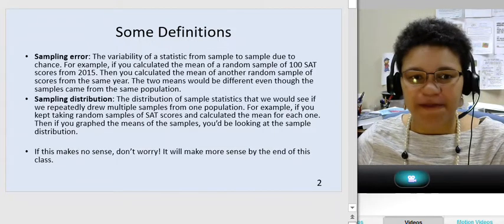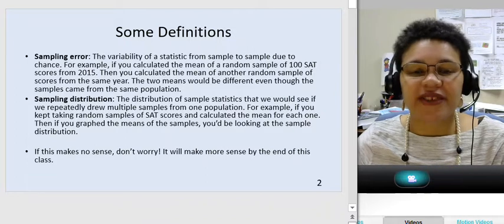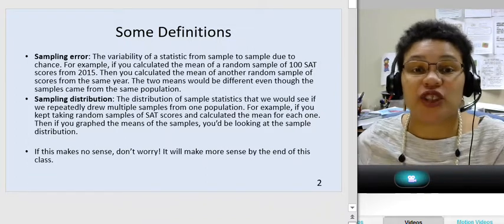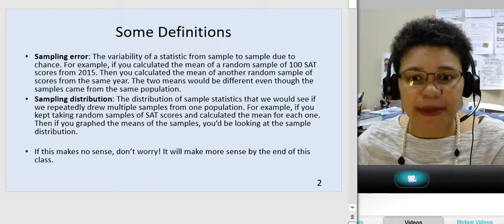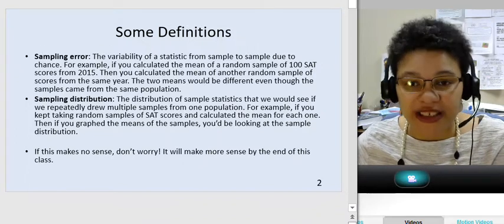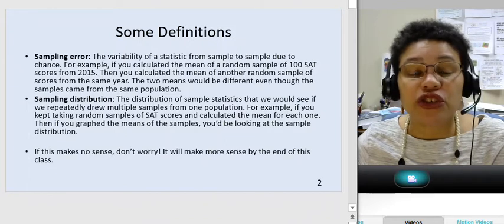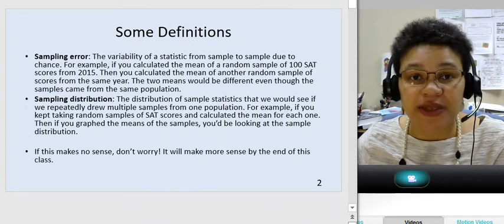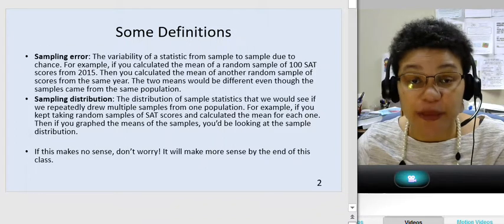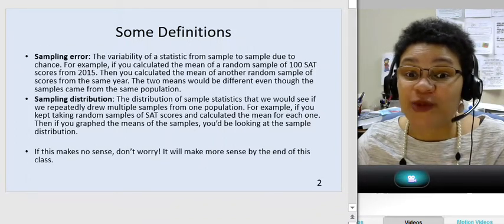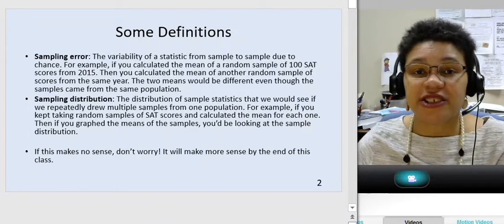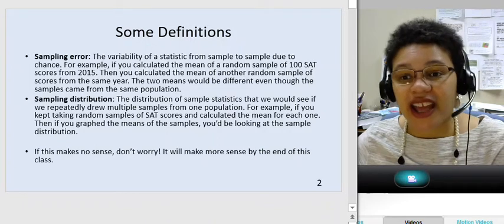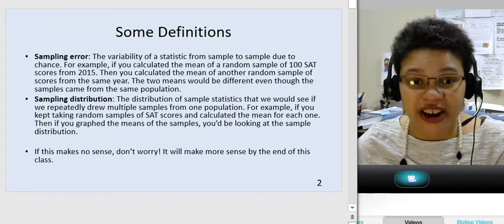So, some definitions. Sampling error is the variability of a statistic from sample to sample due to chance. For example, if you calculated the mean of a random sample of 100 SAT scores from 2015, then calculated the mean of another random sample of scores from the same year, the two means would be different even though the samples came from the same population. They would be different, and the means would probably be different from the overall population mean. And the difference between the overall population mean and the means of the samples is sampling error.